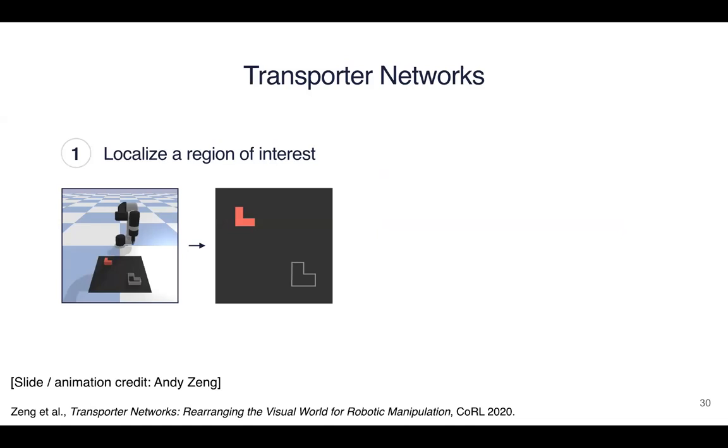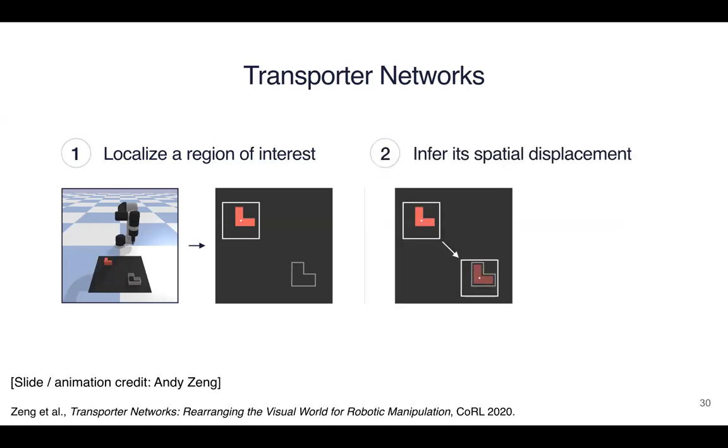So Transporter Networks are a neural network architecture. They're very well suited for picking and placing and, in general, rearranging visual input. The first major step is to localize a region of interest. And then next, we have to infer its spatial displacement. The localized region can be centered at some picking point that the robot picks at. It can encompass the entire object, part of the object, or multiple objects.